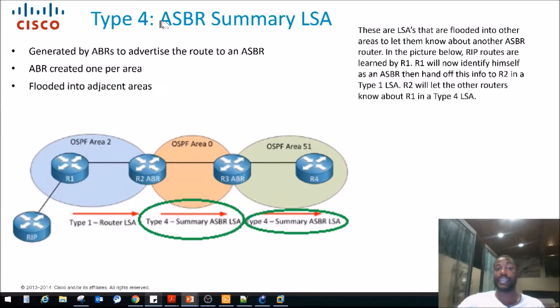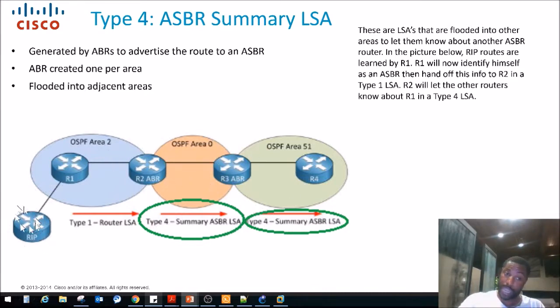Type 4 LSA is an ASBR summary LSA. These are generated, as you can see, by the ABR to advertise the route to an ASBR. What's an ASBR? We mentioned that a couple videos back. It's an autonomous system boundary router. It's basically a router that gives you information that is redistributed from another routing protocol. So in other words, this is OSPF, right? We've been talking about OSPF this past 5-10 minutes right now.